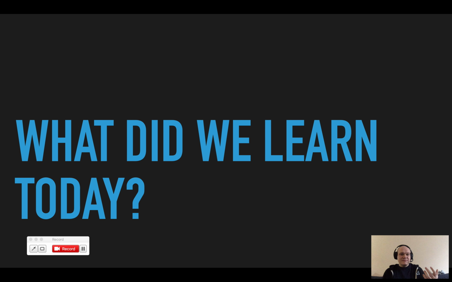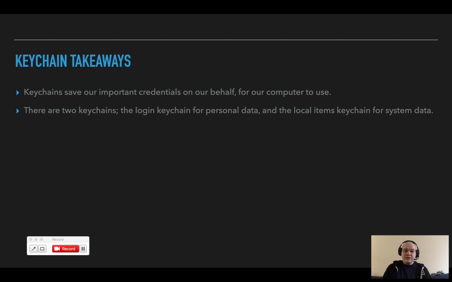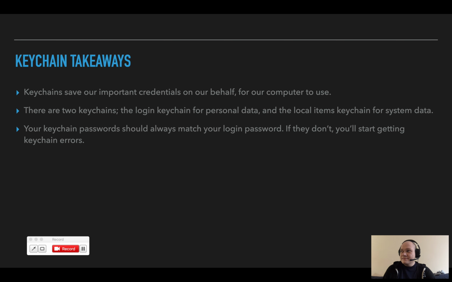So those are some things that we talked about with keychains. It's something that we get asked a lot about, and it's good to know. So what did we learn? What did we cover? So keychains save our important credentials on our behalf for our computer to use. There are two different kinds of keychains, the login keychain for personal data and the local items keychain for system data. Your keychain passwords should always match your login password. If they don't, you'll start getting keychain errors.